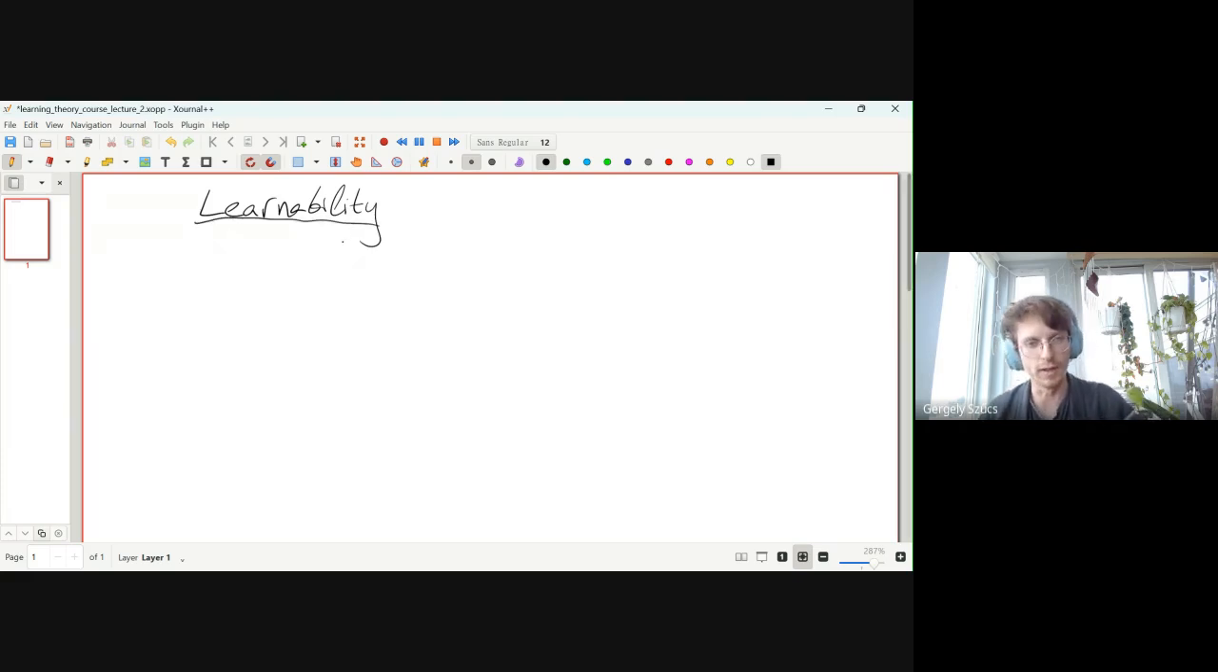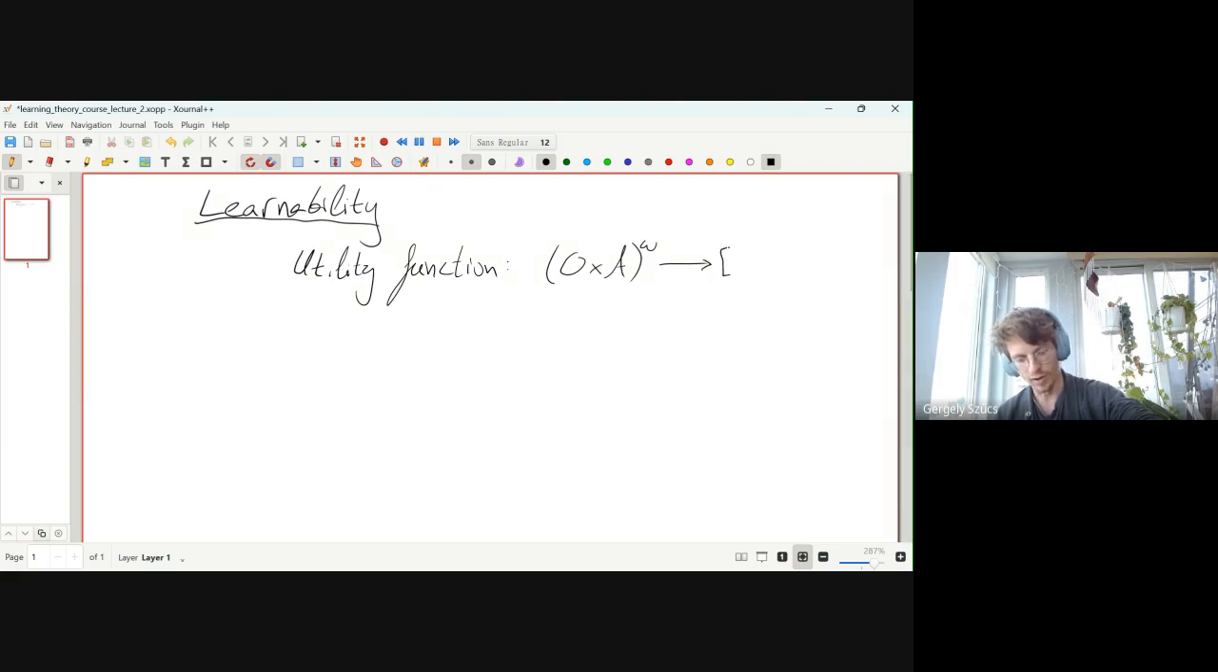So to talk about learnability, we need something to evaluate the agent against, and typically this would be some form of a utility function. A general form of a utility function in reinforcement learning would be something that takes a destiny, so an infinite sequence of observations and actions, and outputs a real number. We're going to restrict to [0, 1] for technical convenience.